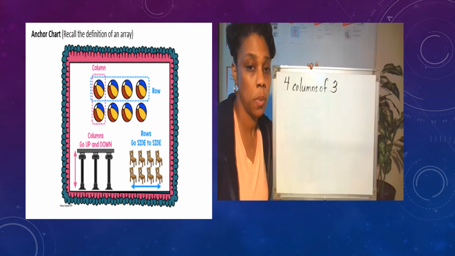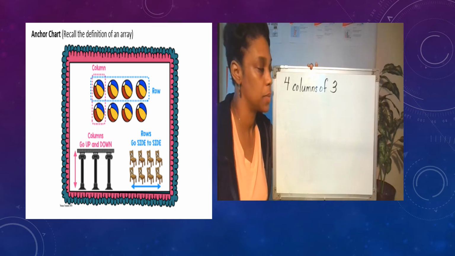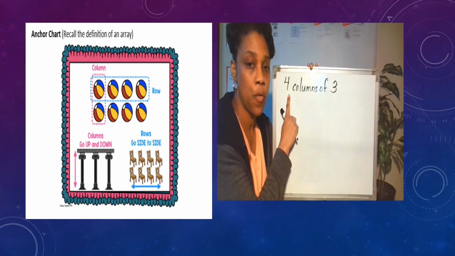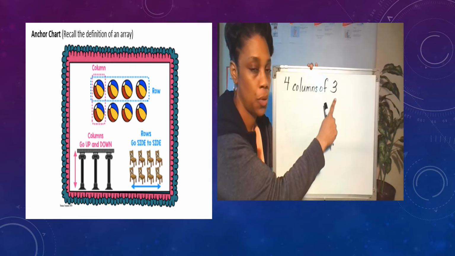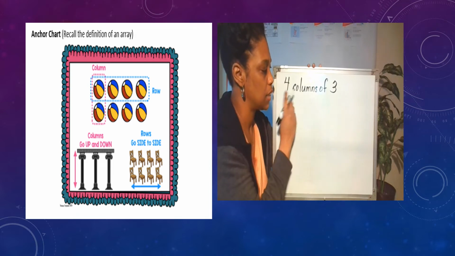Now let's look at a new problem. This time we're not looking at rows, we're looking at columns. We're still building arrays though. Remember, arrays have both rows and columns. So when I have 4 columns of 3, when I'm thinking about a column, columns go up and down. So let's look at this.